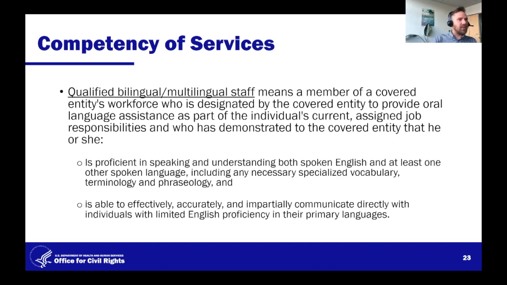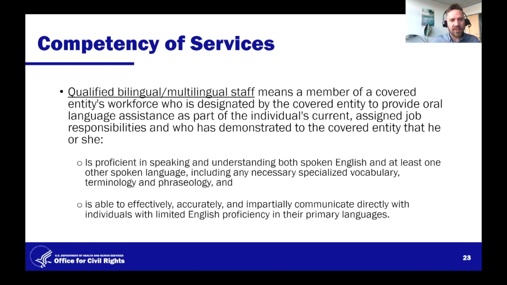Qualified bilingual, multilingual staff means a member of a covered entity's workforce who is designated by the covered entity to provide oral language assistance as part of the individual's current assigned job responsibilities and who has demonstrated to the covered entity that he or she is proficient in speaking and understanding both English and at least one other spoken language, including any necessary specialized vocabulary, terminology, and phraseology, and is able to effectively, accurately, and impartially communicate directly with individuals with limited English proficiency in their primary languages.